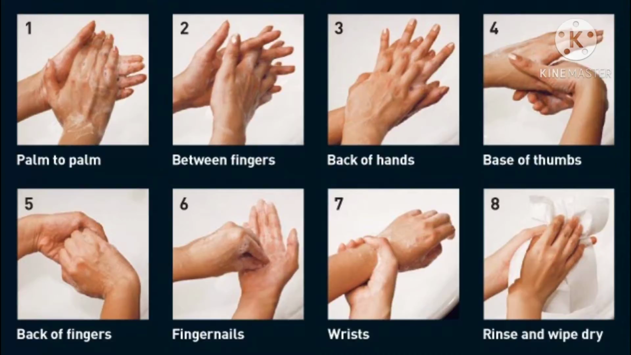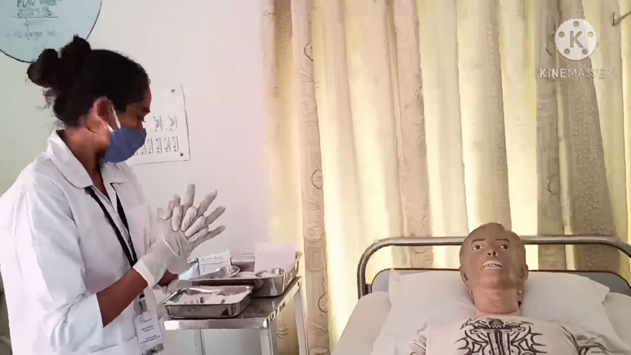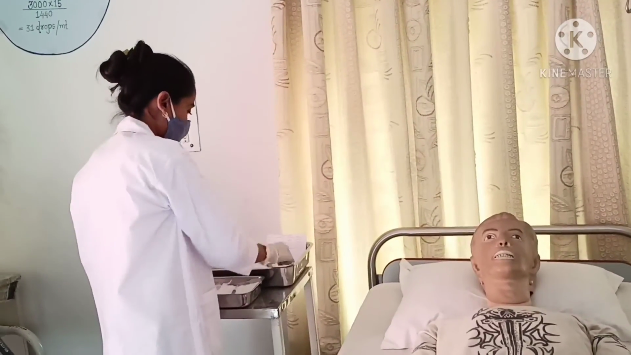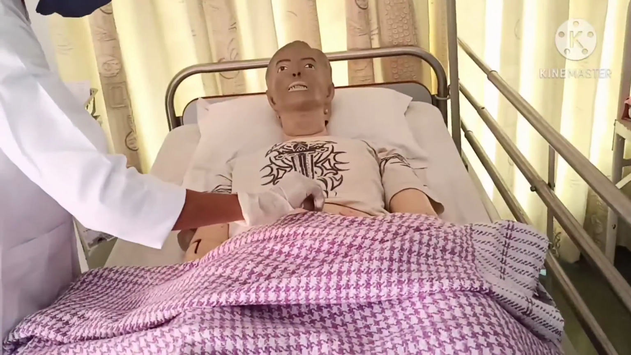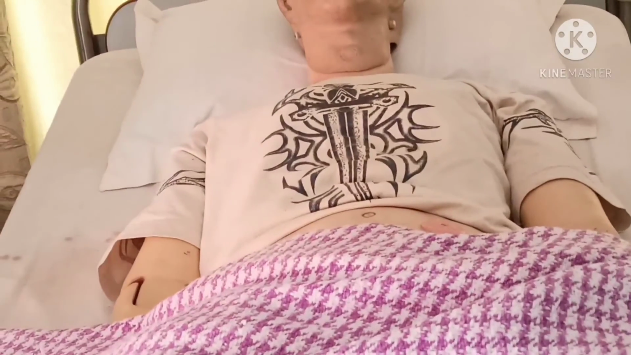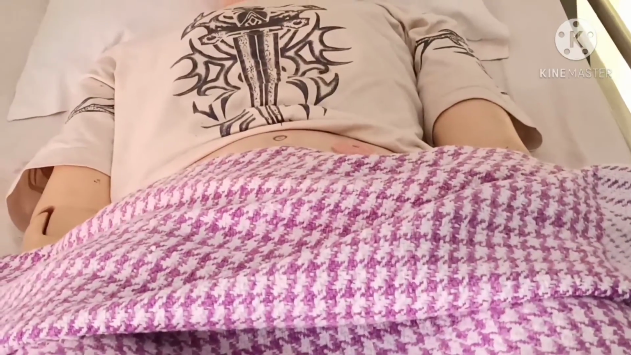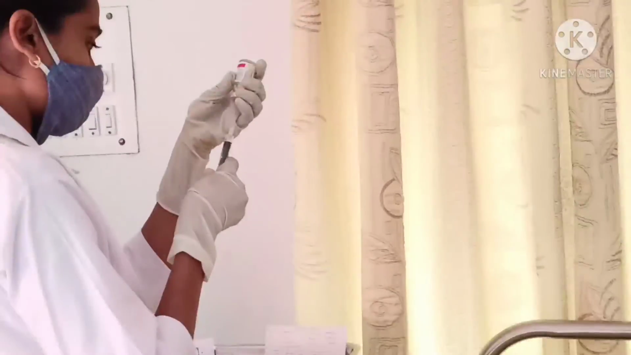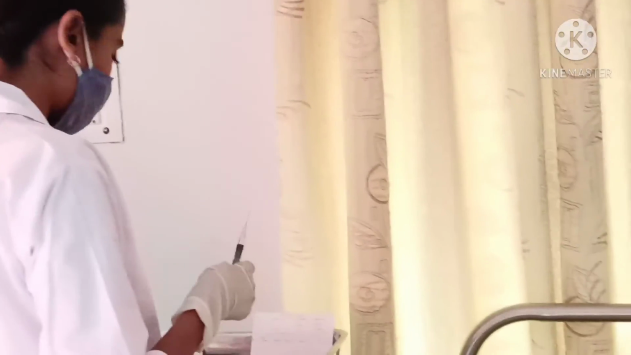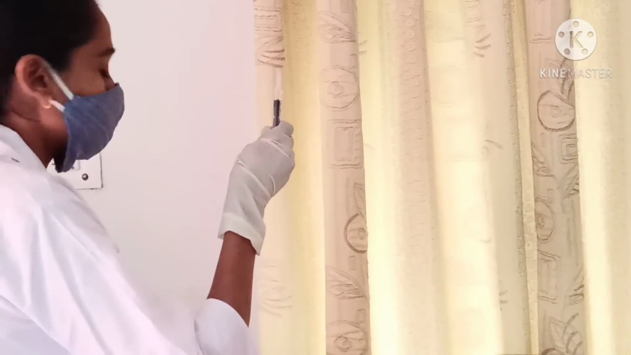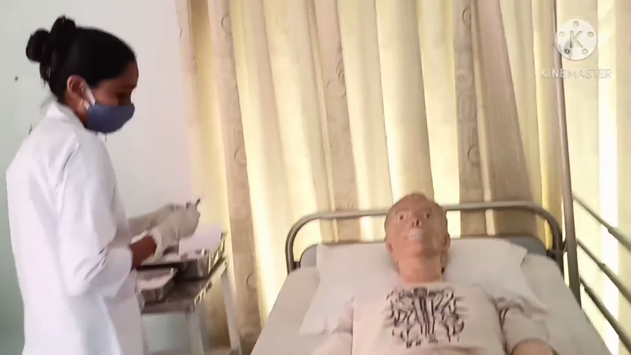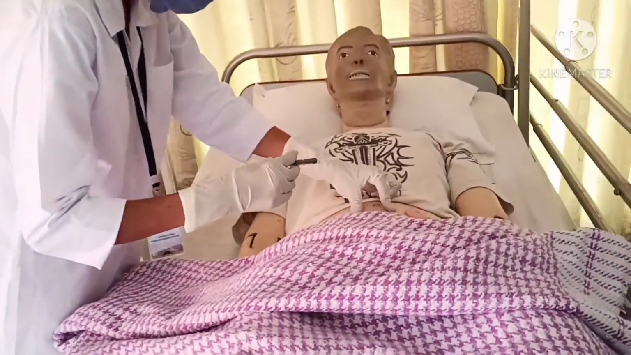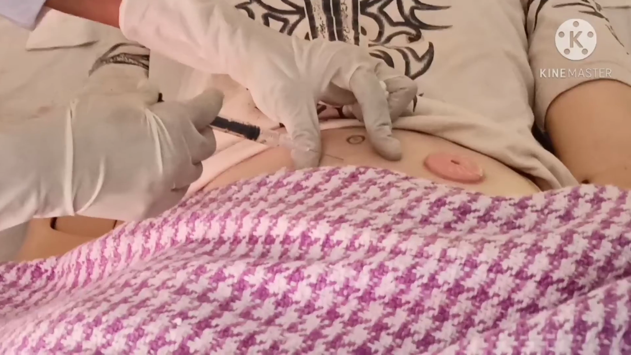Preparation of the site: we will go for hand washing. Then don sterile gloves, select the site of injection and clean it with the spirit swab. Now prepare for the injection: remove the needle guard and expel any air bubbles from the syringe. With the dominant hand, hold the syringe like a pencil between thumb and finger. Now pinch the subcutaneous tissue between the thumb and forefinger of the non-dominant hand for insertion of the needle.